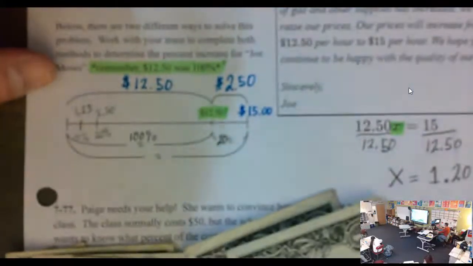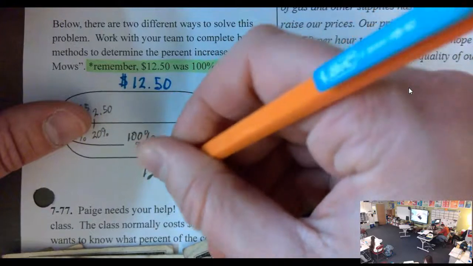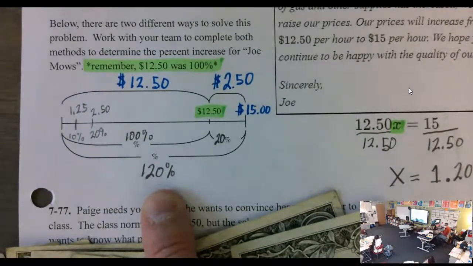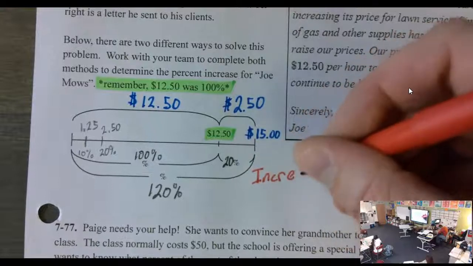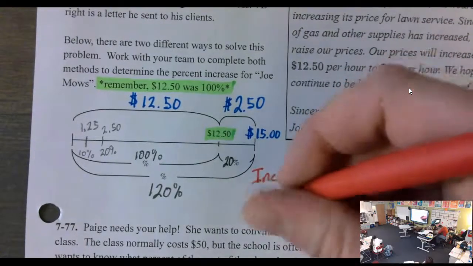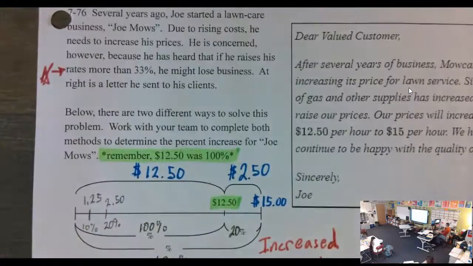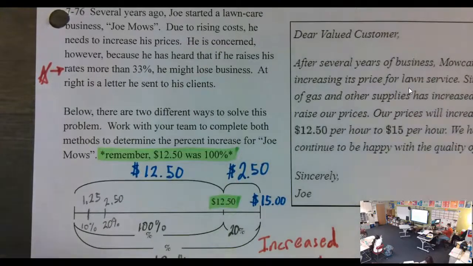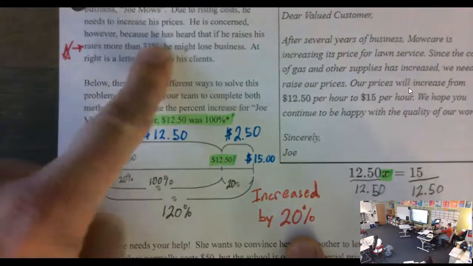This is our 100%, meaning the bottom one's 120. The whole new amount is 120%. Which means, what did we increase by? 20%, because we went 20% past the original. So you need to make a note here that we increased by 20%. And according to the setup in the problem, they said we want to make sure we don't increase our rates by more than 33%. Are they safe? Is 20% less than 33? Yeah. So Joe only increased those rates by 20%. This is still safe. We're still good.